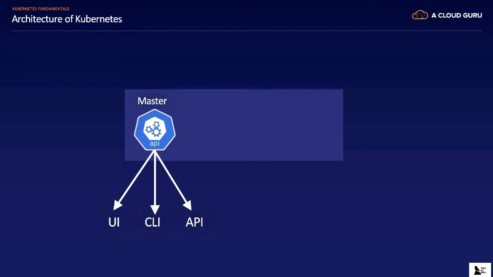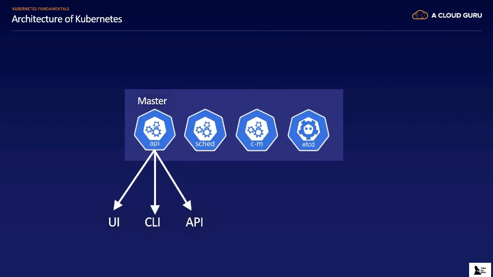On this master node, the scheduler is brought up, the controller manager, and of critical importance, etcd. etcd is a distributed database, and it's the only stateful piece of the Kubernetes master. And in production environments, you would create a highly available etcd cluster as well as multiple highly available Kubernetes masters.